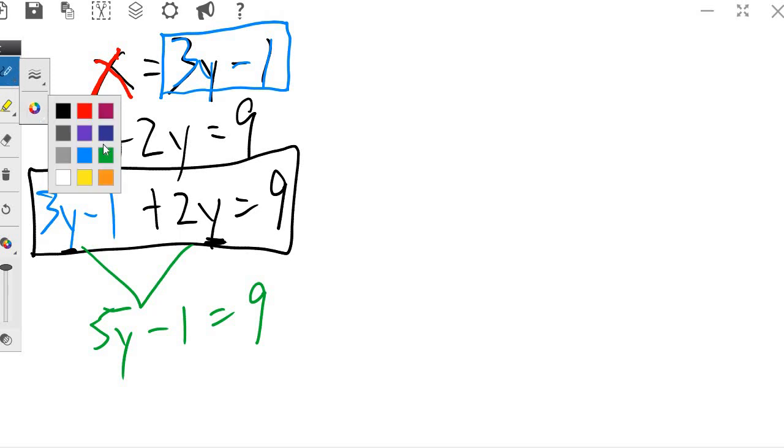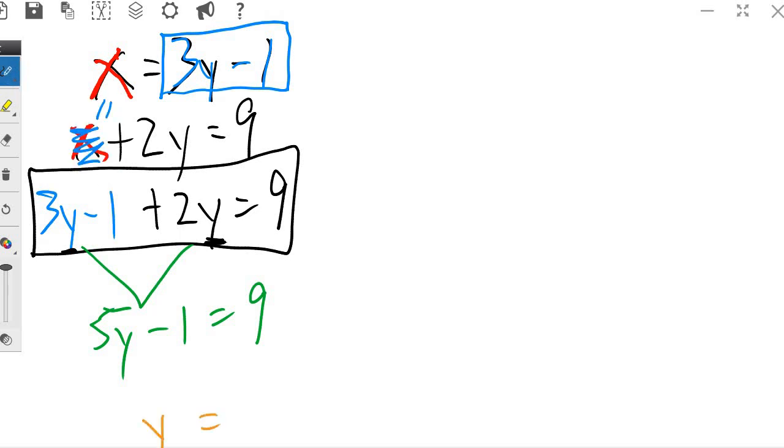So now we can just easily solve, right? And we want to find out what y is, a two-step equation. You guys should know this by now. The opposite of minus 1 is plus 1. What you do to one side, you do to the other. Opposites cancel out. 5y is equal to 10.